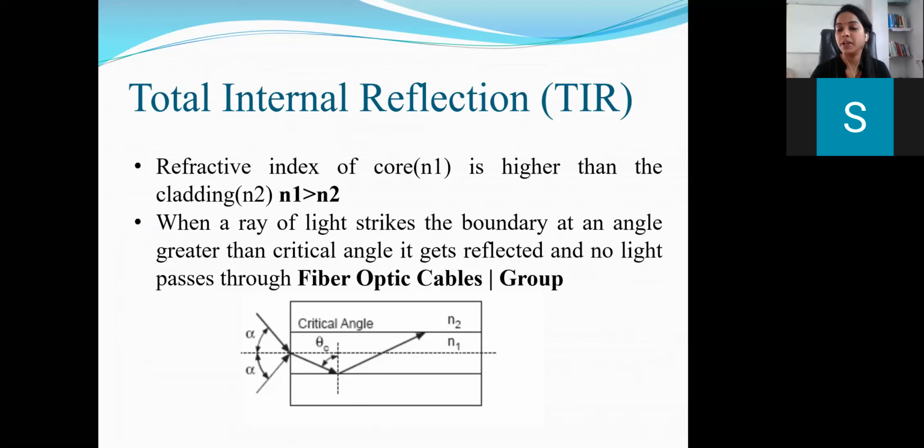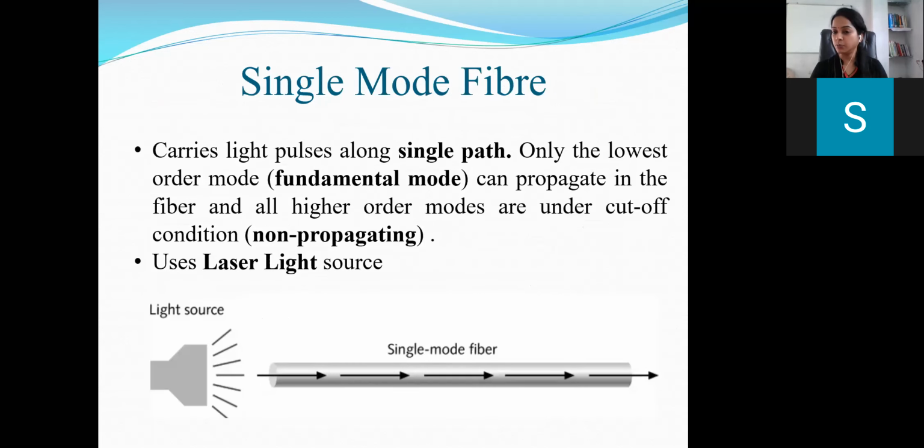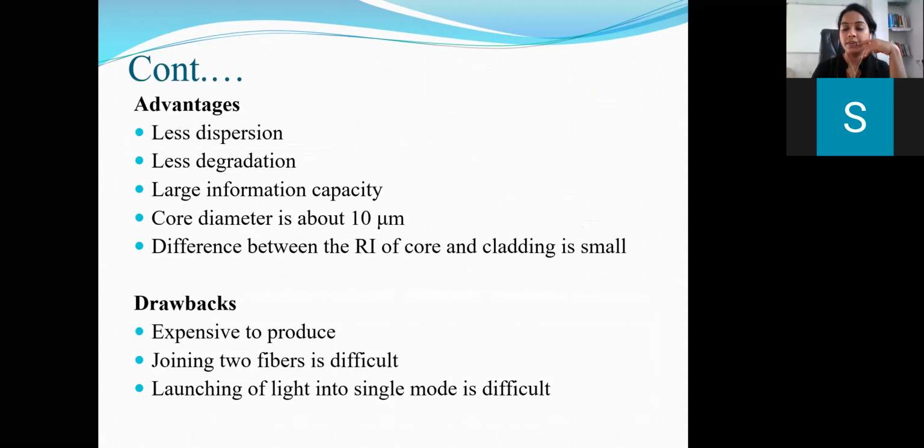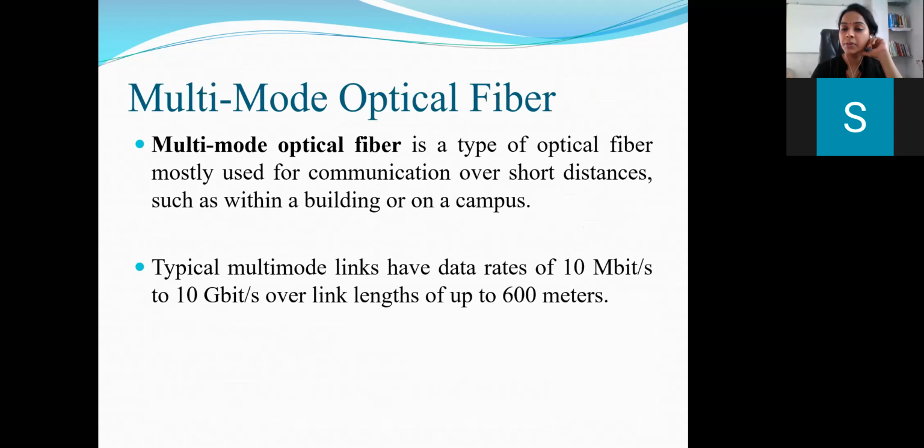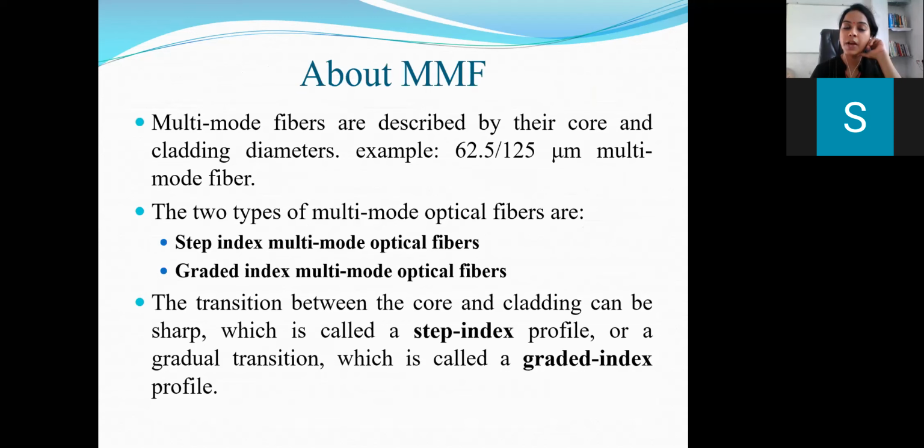So the basic principle involved in optical fiber communication is total internal reflection, and after that we have seen what is a single mode fiber. Here light travels in one direction only, that is in a straight line, and you have seen the advantages and disadvantages of single mode fiber. Then there is multi-mode optical fiber. In multi-mode optical fiber also you have two types. What are the two types? The two types are step index multi-mode fiber and graded index multi-mode fiber.